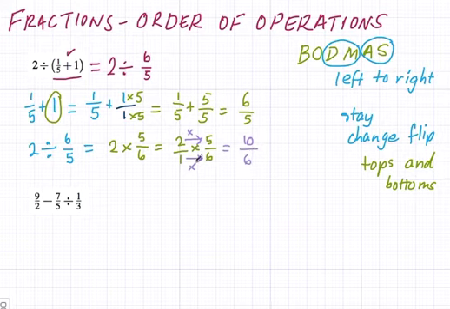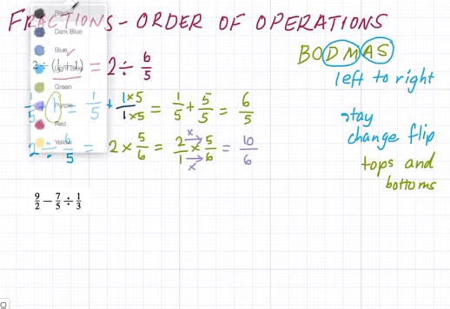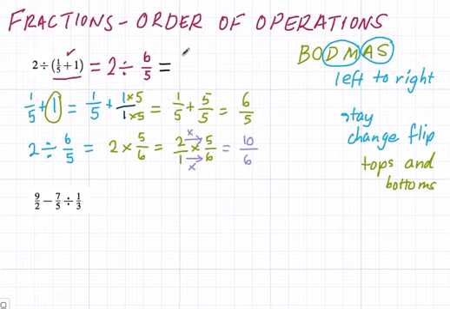All right, so what we've done is we've found 2 divided by 6 over 5: stay, change, flip, and we've made sure we have everything as a fraction. So the answer to our original problem is 10 over 6. Now if you wanted to, you could do that as a mixed number as well.